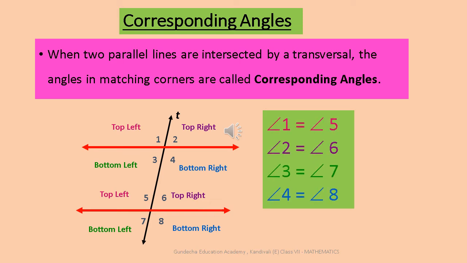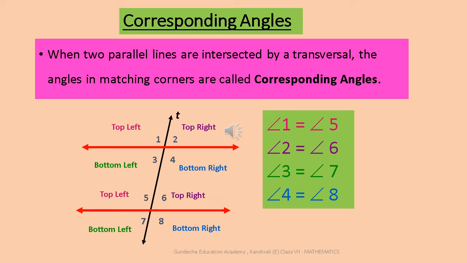Now let us know about corresponding angles. When two parallel lines are intersected by a transversal, the angles in matching corners are called corresponding angles. For example, angle 1 and angle 5 are lying on the left side of the transversal and are on top of their respective parallel lines. Therefore, angle 1 and angle 5 are known as corresponding angles and they are equal.